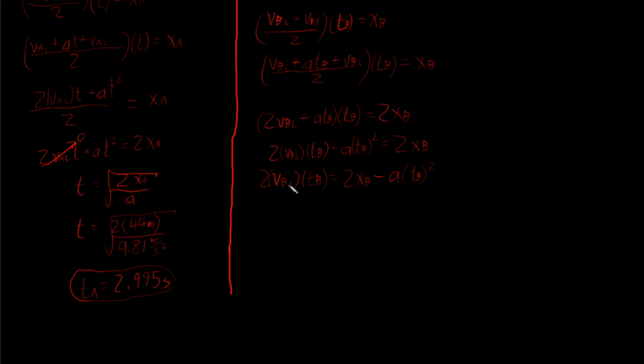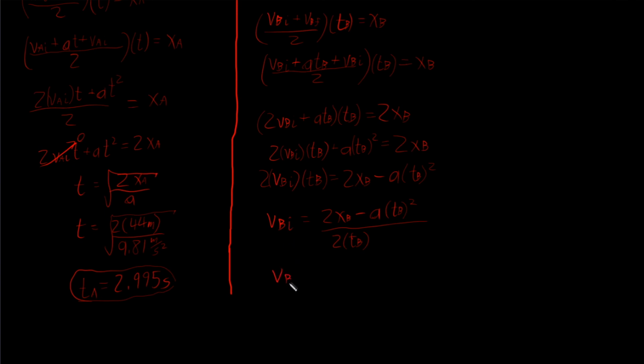That is acceleration times time B squared. And to get the initial velocity of stone B on its own, we'll just divide both sides by 2 times the time that stone B falls. So the initial velocity of stone B is now equal to 2 times the distance that stone B travels minus acceleration times the time that stone B falls squared, all divided by 2 times the time that stone B is falling. Now everything here is known, so we should be able to just plug in these values and solve for what the initial velocity of stone B was, which is what the question is asking.